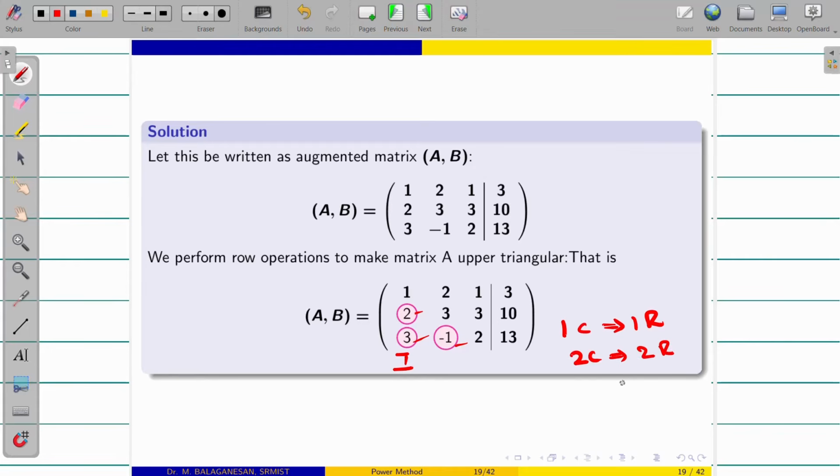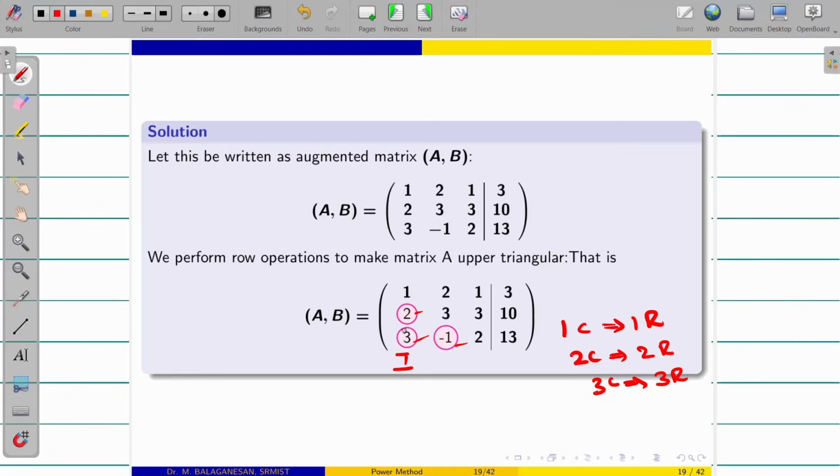Suppose it is a 4 by 4 matrix; even for a third column element, if you want to reduce it, it won't happen here. If you want to solve 4 by 4, I will give you one example in future. If you want to reduce the third column element to 0, you have to make use of the third row elements. That's it. This is the simple logic.